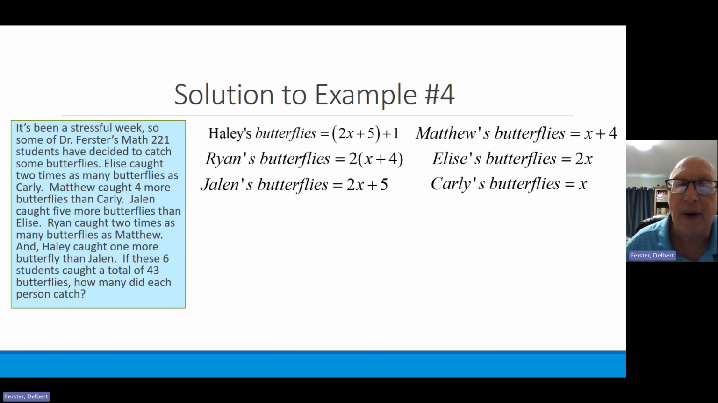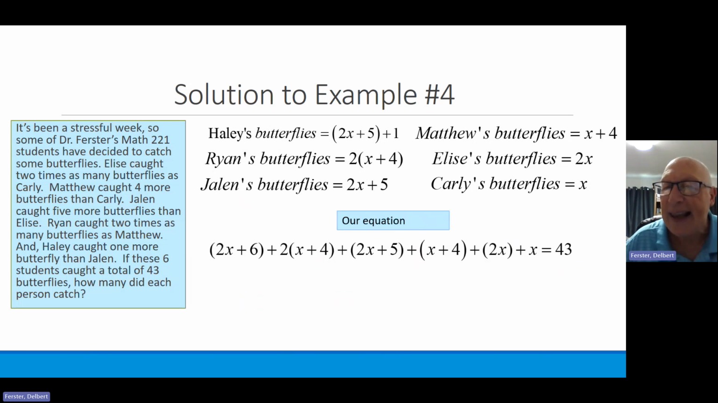Looks like we have one more player, and it's Haley. And she caught 1 more than Jalen. So again, if you want to combine that 5 and 1 right there and make it 2x plus 6, that's not a bad idea. I'll do that on the equation. In a similar fashion, I kept the groups because I thought it made it nicer to look at. You'll notice I did make that 2x plus 6 for Haley. All right, so I got a distributive property in there, looks like for Ryan. Then we got to combine some like terms and make things happen.